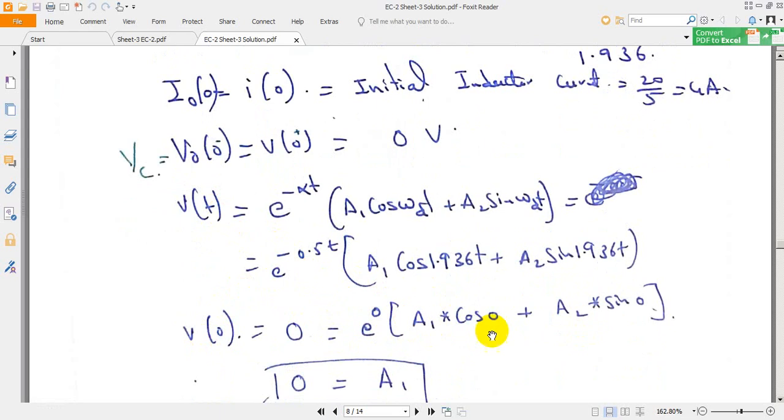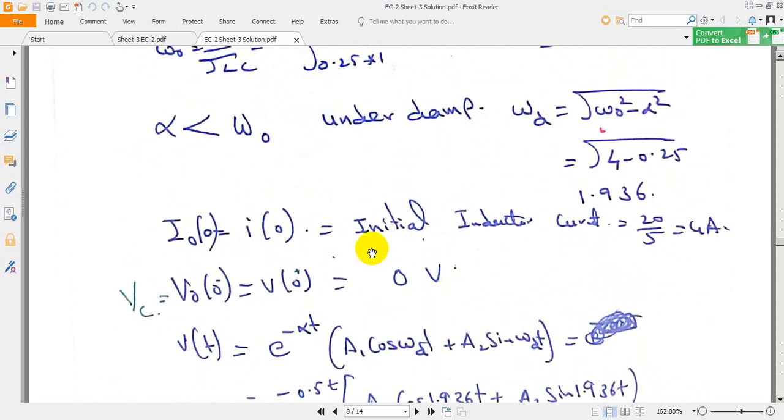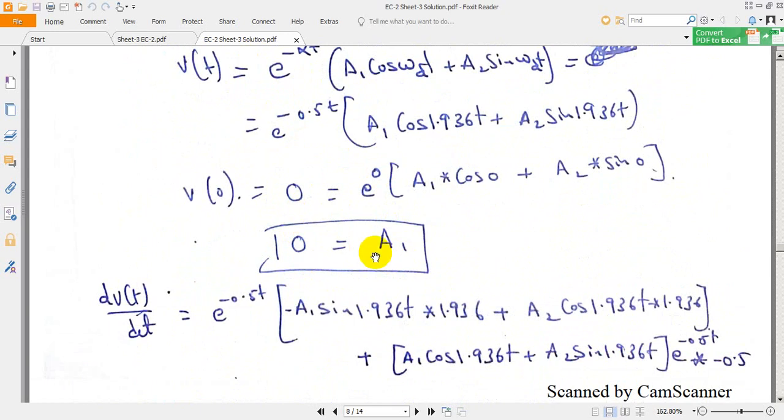For the evaluation of the constants a1 and a2, we need to substitute t is equal to 0 in this equation. If you substitute t is equal to 0, v of 0 is equal to e power 0, which is 1, times a1 cos 0, which is 1, plus a2 sin 0, which is 0, so this whole term becomes 0. So v of 0 equals a1, and the voltage across the capacitor at t is equal to 0 we got as 0. So a1 is equal to 0.